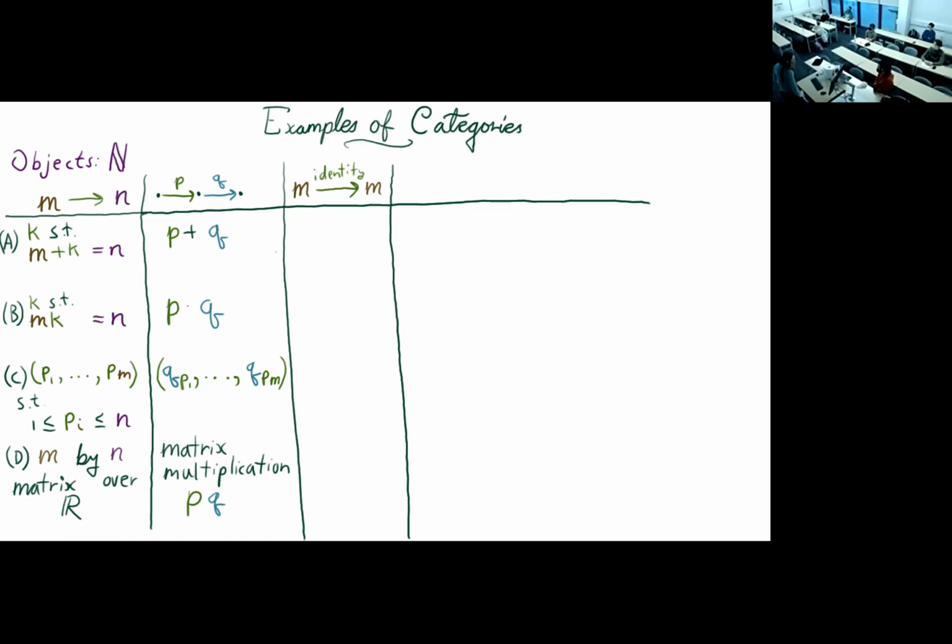So for category A, what do you think the identity is? You can shout. 0. Yeah, thanks. And for B, 1. I hope I've written the right thing. Yes.